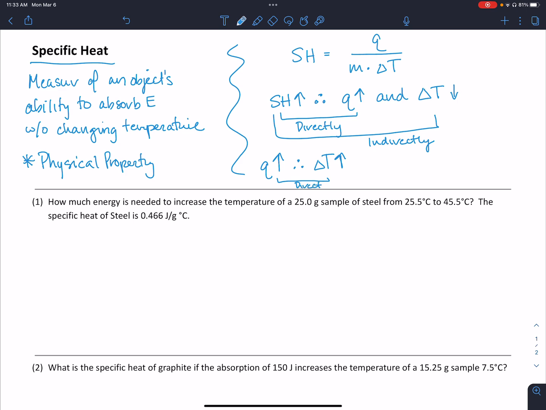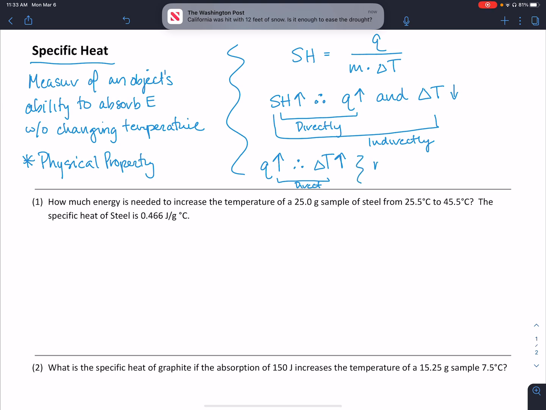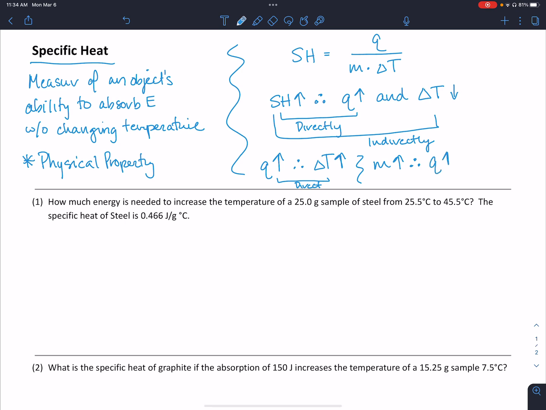Now, one place we can talk about mass is its relationship to the energy being absorbed or the temperature change. If we have a substance that has a lot of mass, then it's going to require a lot of energy. So this again is a direct relationship. If we have a substance with a lot of mass and we're putting in the same amount of energy, then as the mass increases, the temperature change is going to go down, because it's able to absorb more and more energy since it's got more and more mass.